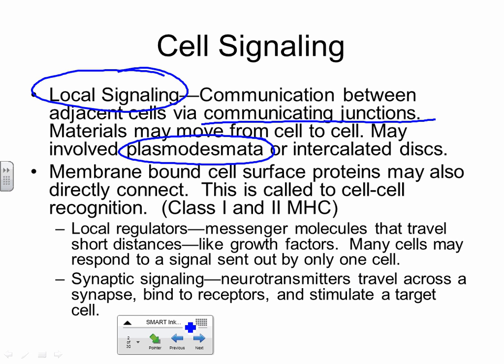What is a similar kind of thing called in animal cells? Gap junctions, or specifically in the heart, it's called an intercalated disc. It's really important in the heart that those cells communicate because they have to what? Beat together. They have to beat in rhythm.